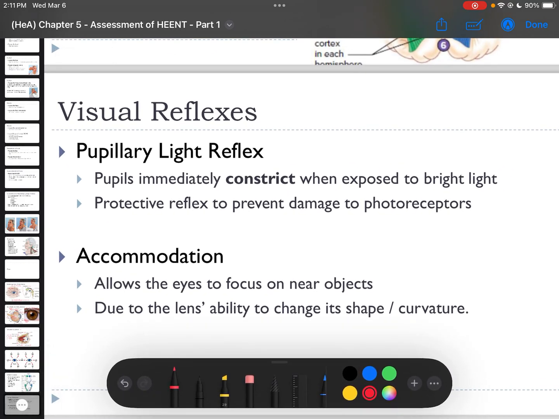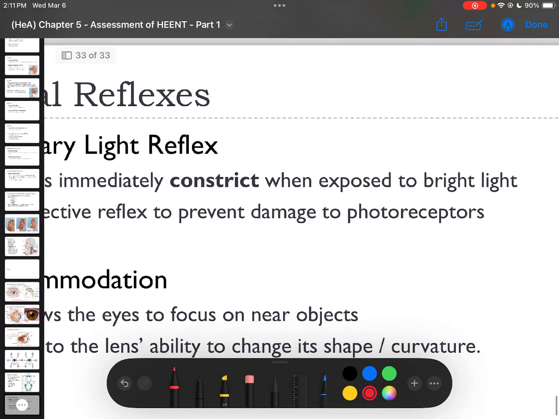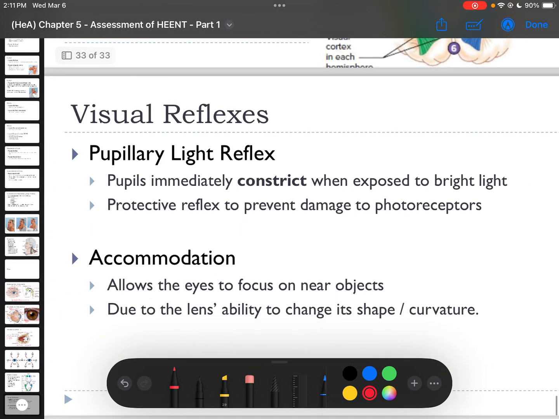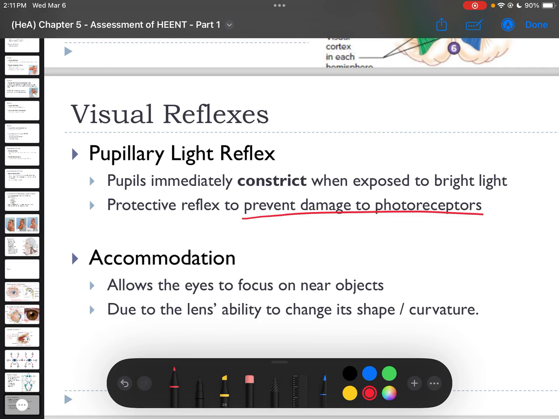Now, we have 2. Okay? We have pupillary light reflex. When we say pupillary light reflex, it means the pupils will immediately constrict when exposed to bright light. Right? It is a protective mechanism that prevents damage to the photoreceptors.